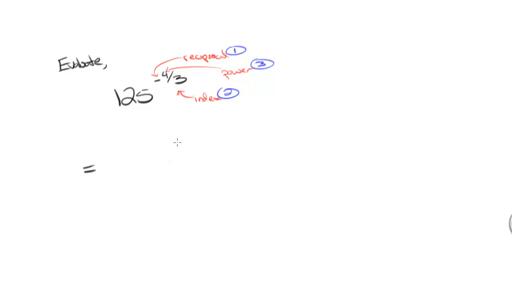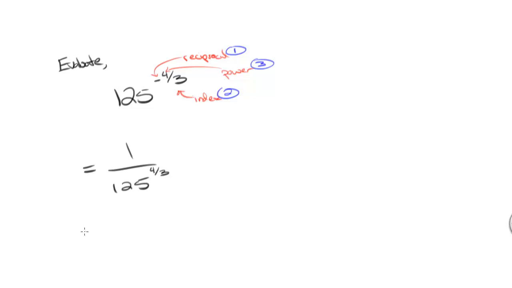So the first thing I'm going to do is apply the negative exponent. I flip that 125 down to the denominator, so that's going to be 1 over 125, now raised to the 4/3. And again, what flipping it did was get rid of that negative exponent.